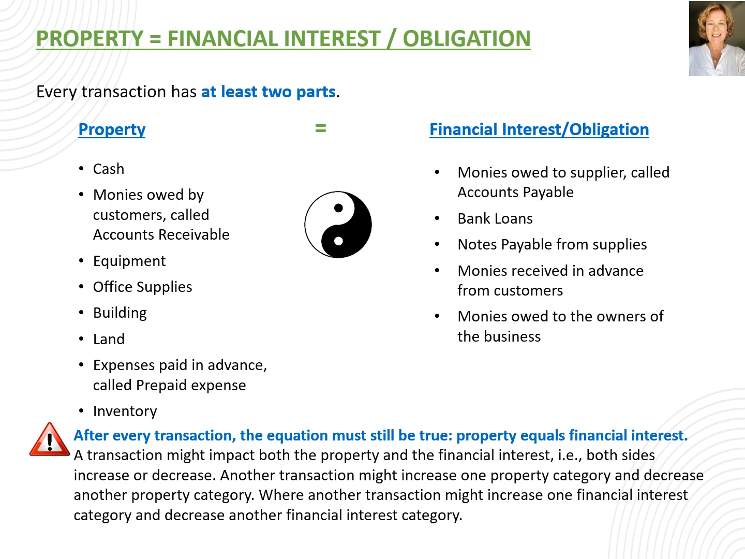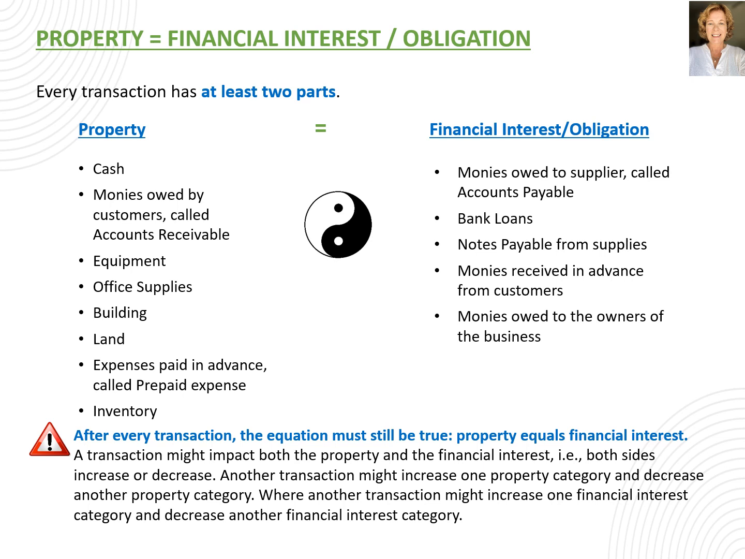Property equals financial interest or obligation. Every business transaction involves at least two parts. Later, we will call that a debit and a credit, but for now, we'll only talk about increases and decreases. Property includes things like cash, monies owed by customers, called accounts receivable, equipment, office supplies, building, land, expenses paid in advance, called prepaid expenses, and inventory. In short, these are monies that the company owns.